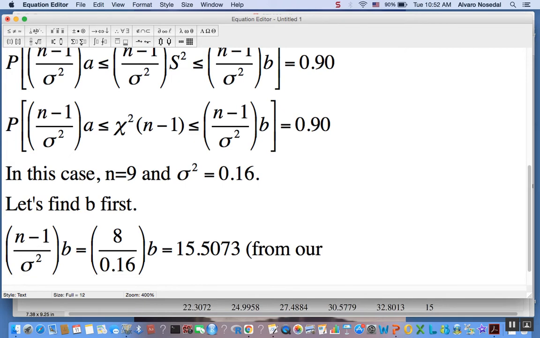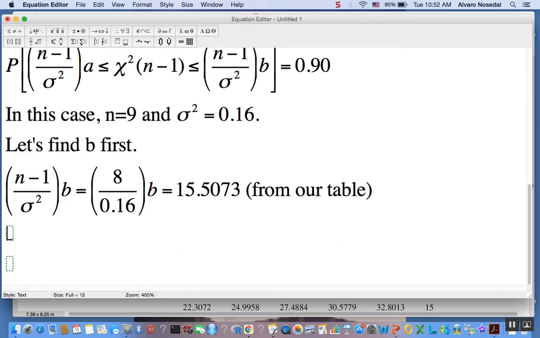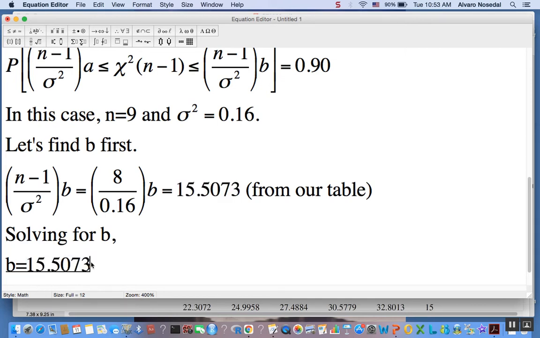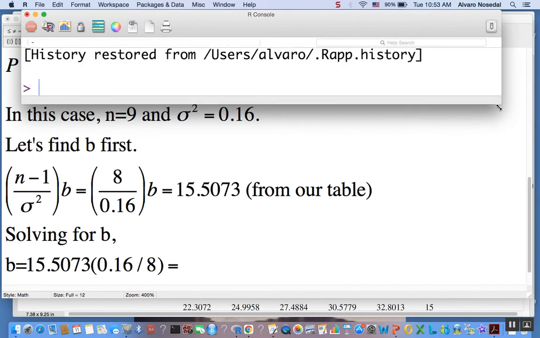From our table. Okay. So solving for B, what we have is that B will be this guy, 15.5073 times 0.16 divided by 8, right? Okay, so let me just launch R to do the math here. Let me copy paste that. Just a quick calculation here.